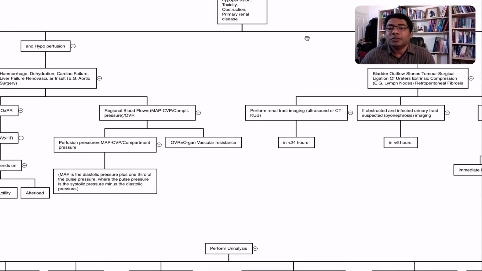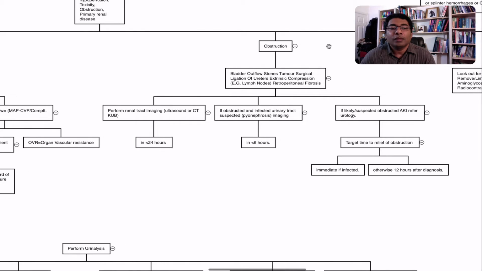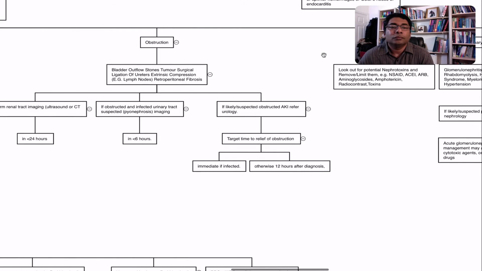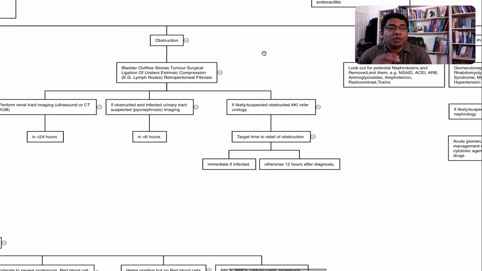Okay, now let's go to obstruction. You have to consider obstruction, and ideally, you have to consider all these kinds of causes: bladder outflow, stones, tumor, surgical ligation of ureters, extrinsic compression, retroperitoneal fibrosis. All of these have to be considered if you're considering obstruction.